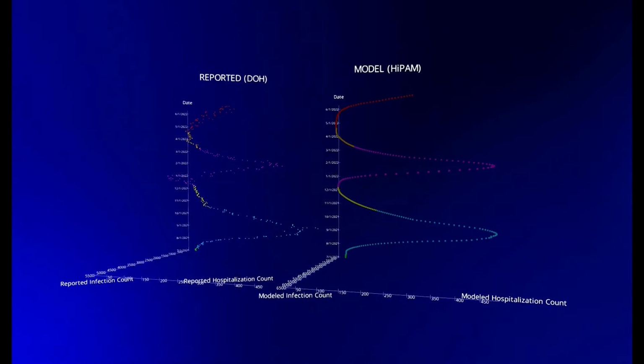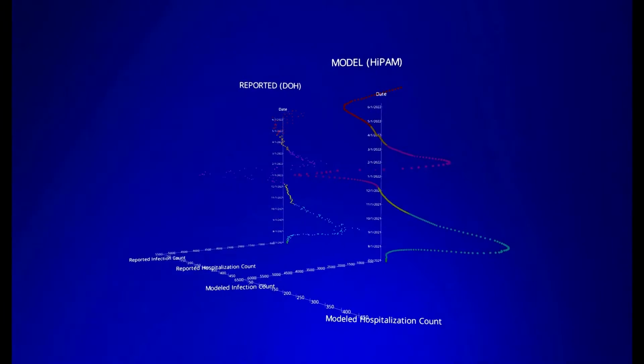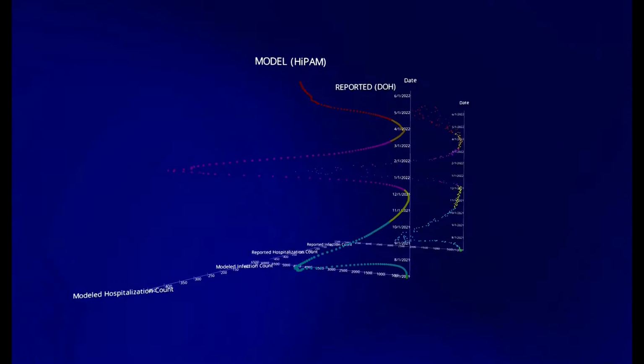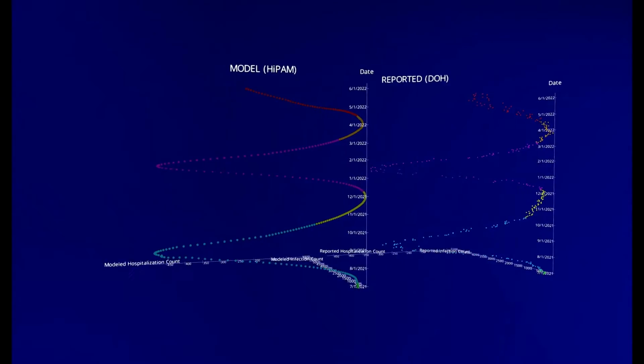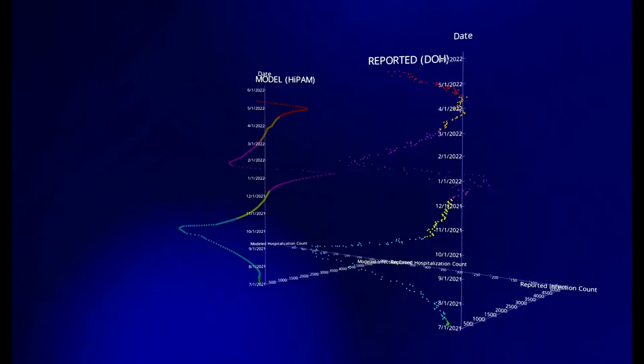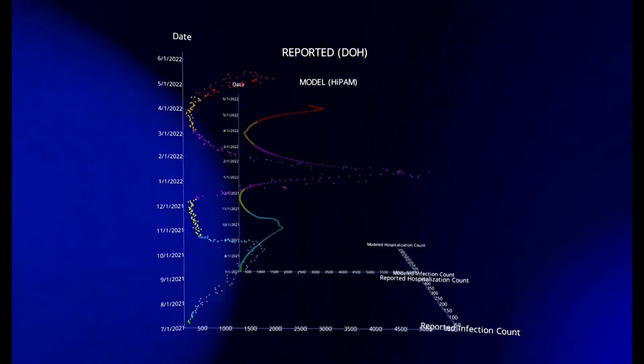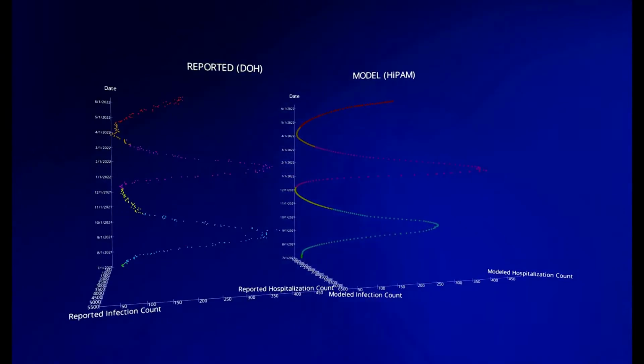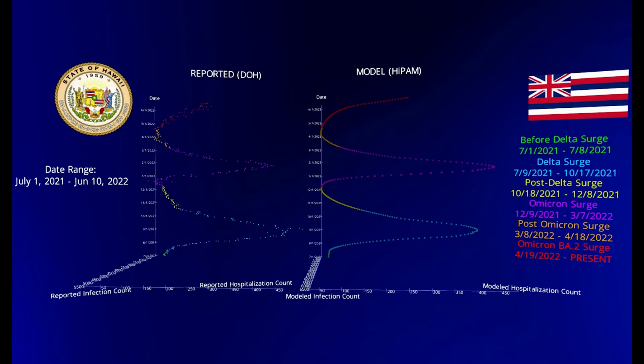Green represents the time before the Delta surge, blue represents the Delta surge, yellow represents the time in between the Delta and Omicron surge, purple represents the Omicron surge, orange represents the time between Omicron and the Omicron BA.2 surge, and red represents the Omicron BA.2 surge.